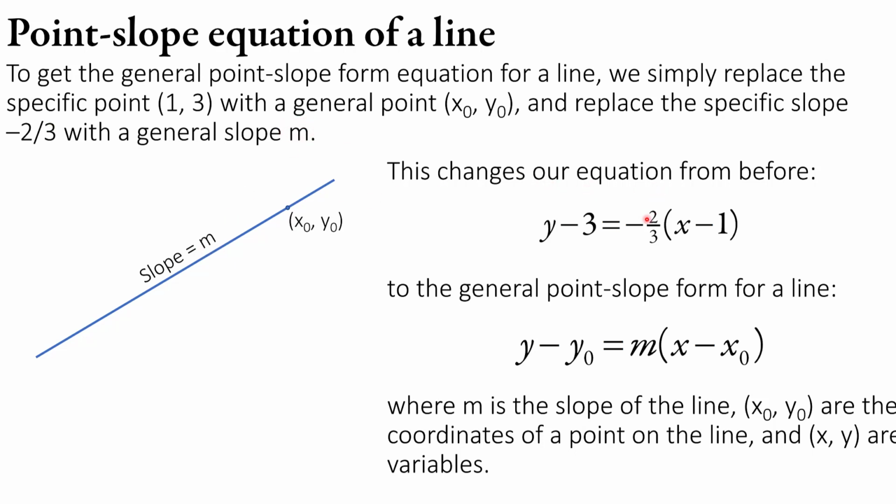So that changes our equation. Here's the equation we had for the line before, turned into this. I've replaced negative 2/3 with the slope m, and I've replaced 1 and 3 with these variables that represent some point that we know to be on the line. So in this form here, this is point-slope form for a line. m represents the slope of the line, as it usually does. (x0, y0) represents some point that we know to be on the line. And x, y remain as variables in this equation, as they did up here.